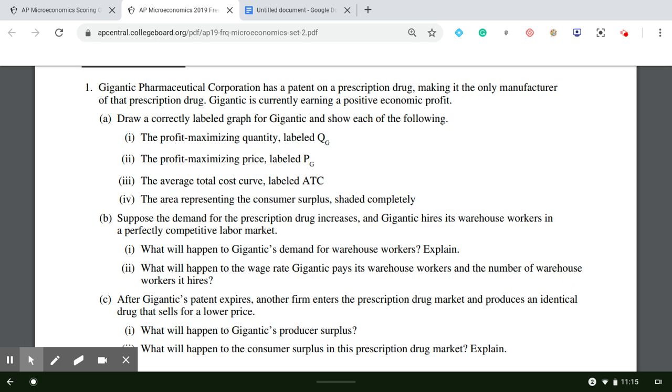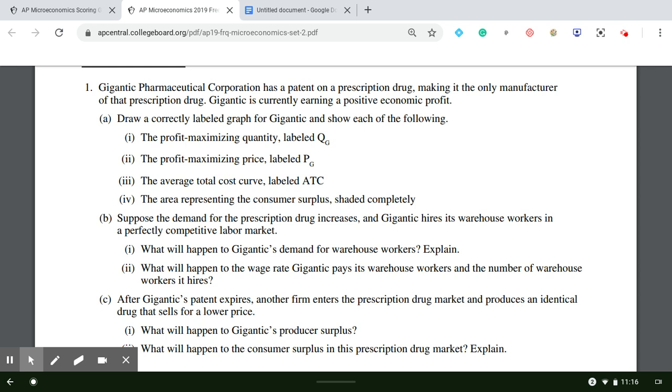We have Gigantic Pharmaceutical Corporation, which has a patent on a prescription drug, making it the only manufacturer of the prescription drug. Gigantic is currently earning positive economic profit. So they want us to draw the graph for this firm. And guys, most years, this is the first question on the test: to draw some sort of firm.